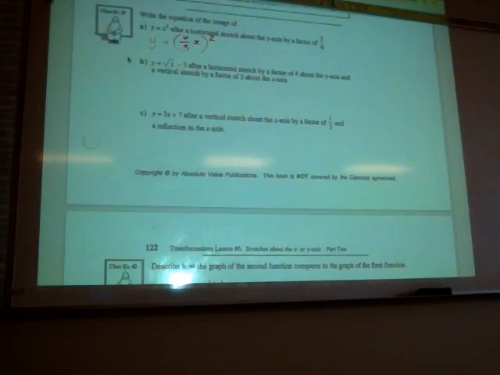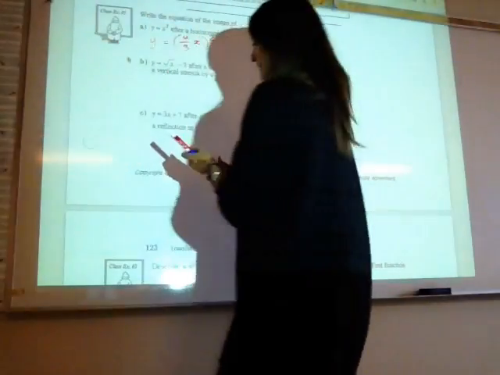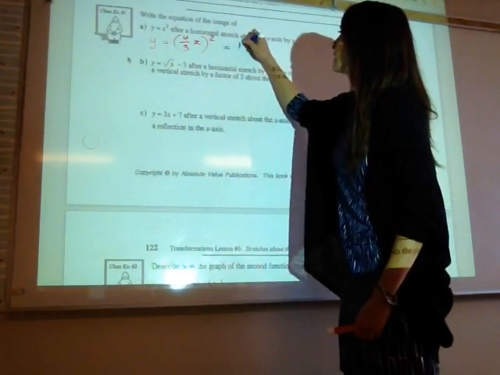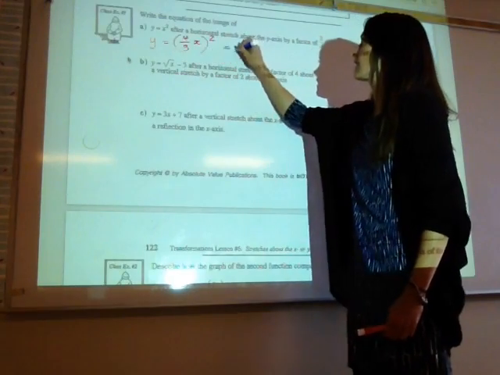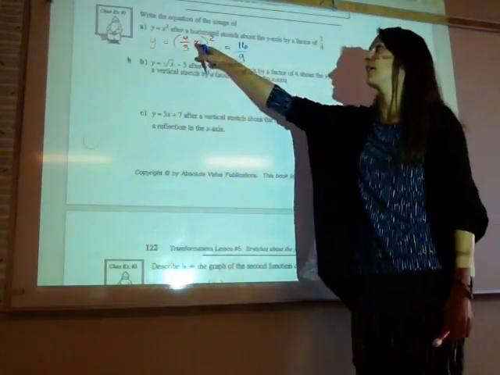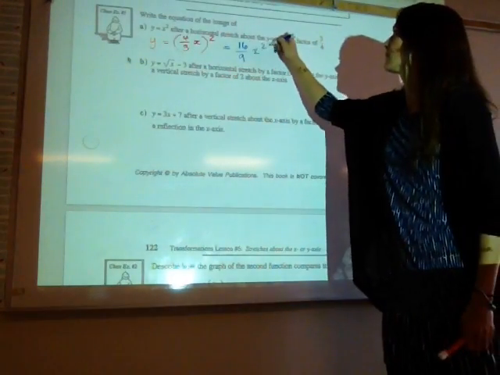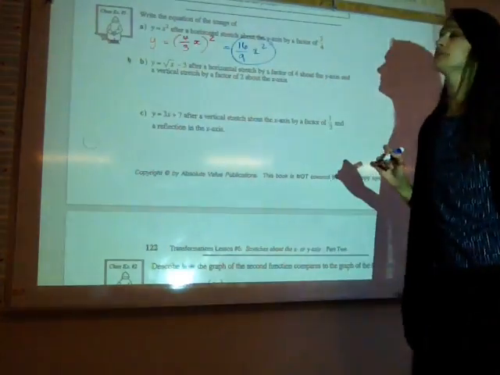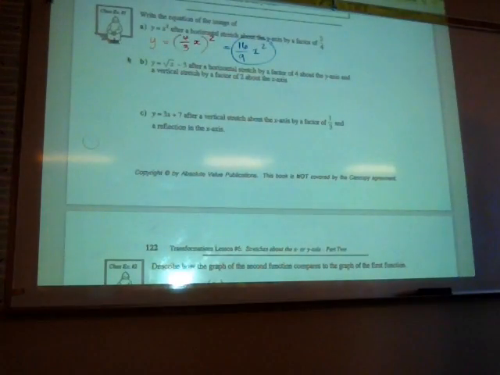Then we just have to expand. So 4 squared is 16. 3 squared is 9, so we get 16 over 9, and then x squared. Can you see from there?